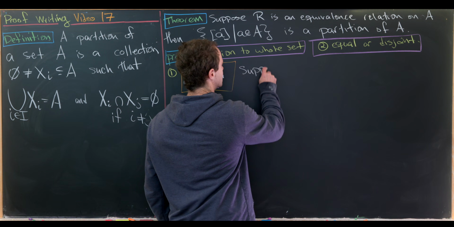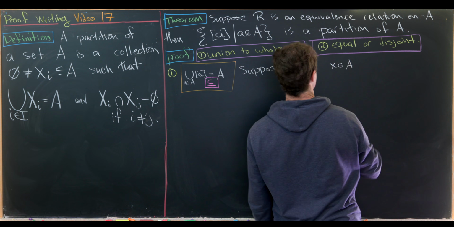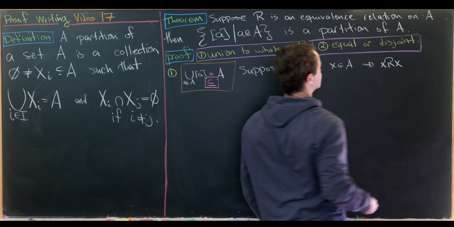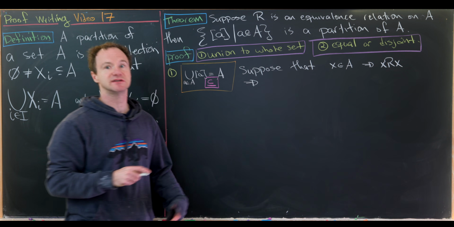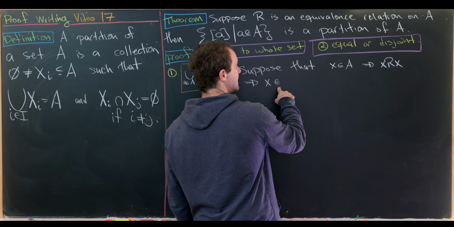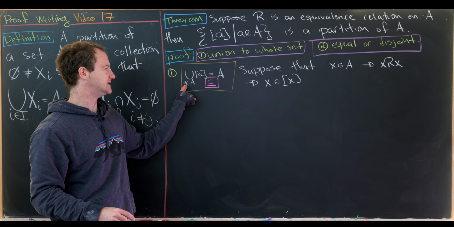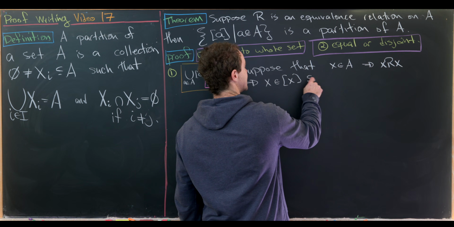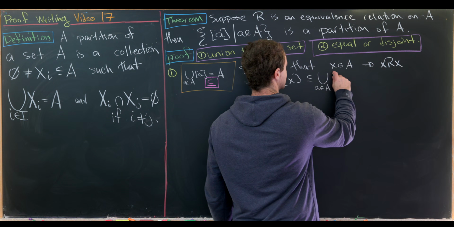So let's suppose that we have an element, maybe I'll call it little x, in A. Then by reflexivity, we know little x is related to itself, but being related to something is exactly what it takes to be in the equivalence class. So that means x is in the equivalence class of x. But now the equivalence class of x is most definitely part of this union since x is in A.